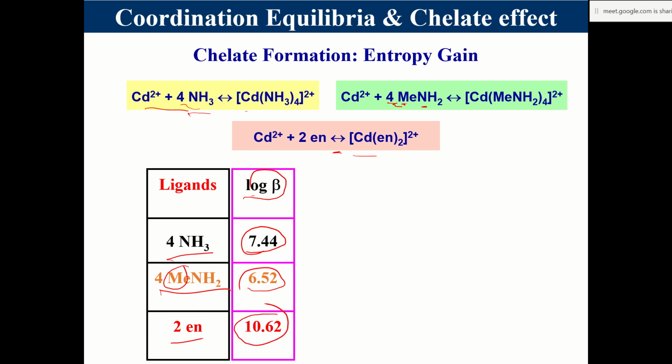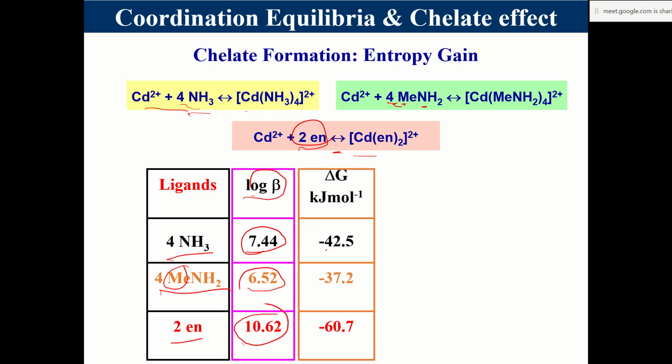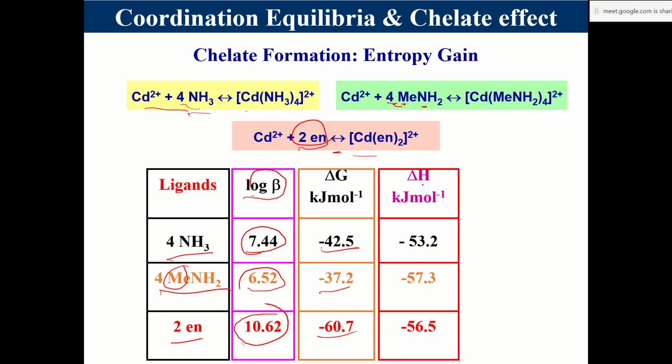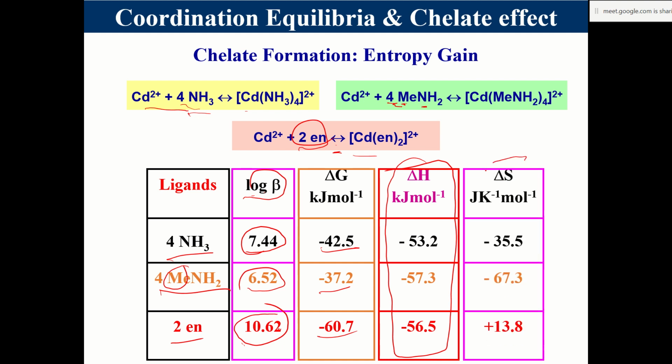But when you have ethylenediamine, then the value goes up. So this is the gain of entropy. Compare the delta G value, minus 60. So delta H, you can see that the bonds in all of them are nearly the same. The bond strength is nearly the same, it is not much affected. But when the calculation is done for delta S, you can see clearly that this has a sudden increase. The entropy is the factor here.